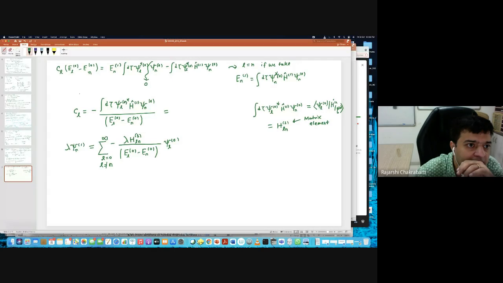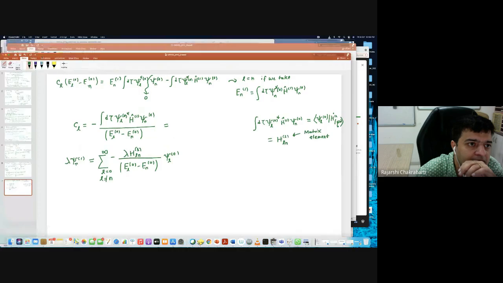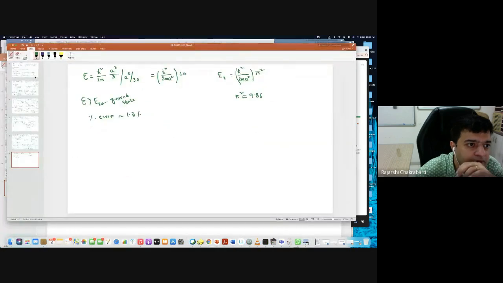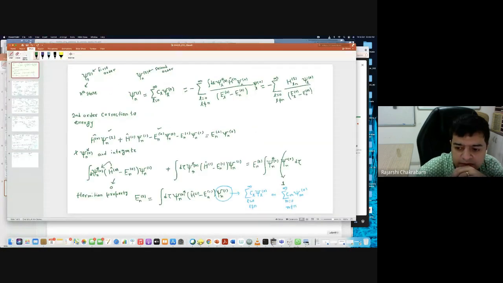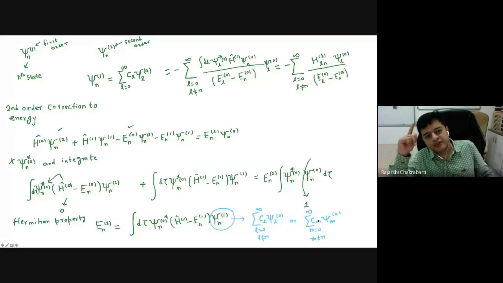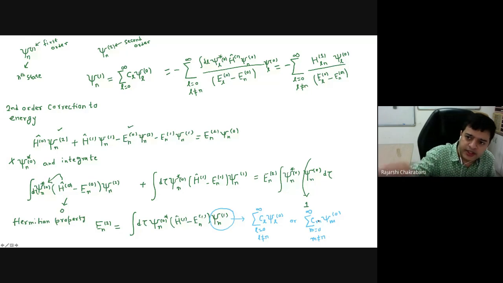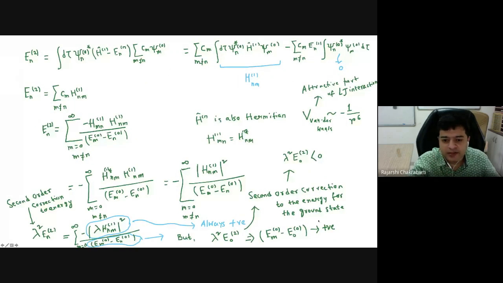And today we have done, let us recap today's thing. Today we have done the first order correction to the wave function. We just wrote down the expression again, and then we looked at the second order correction to energy. And I showed that this is given by the expression shown here, and this is negative if you are considering the second order correction to the ground state energy.